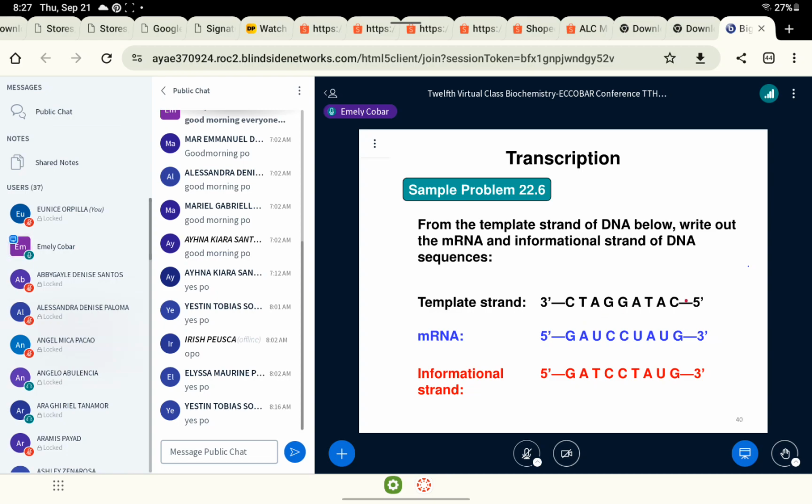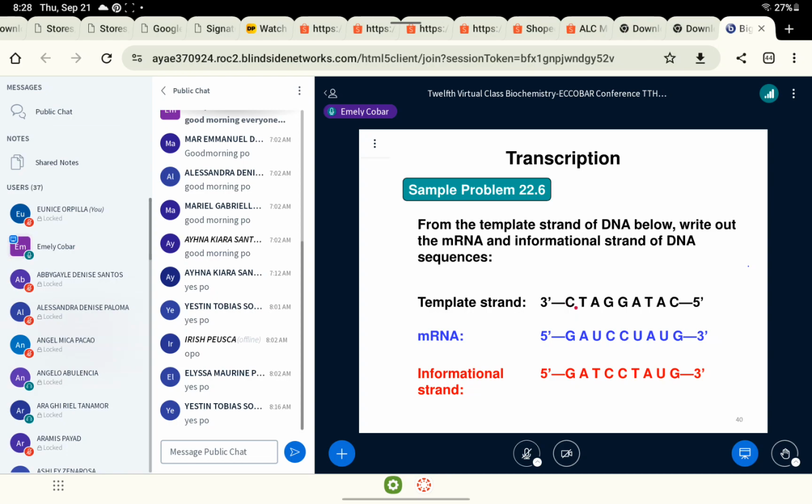Okay? Now, the mRNA that will be transcribed from this template strand, which is being read from 3 prime end to the 5 prime end, ito. And the mRNA now, the transcribed mRNA, goes from 5 prime end, opposite of this, 5 prime end to the 3 prime end. So, we just give the complementary base pair.